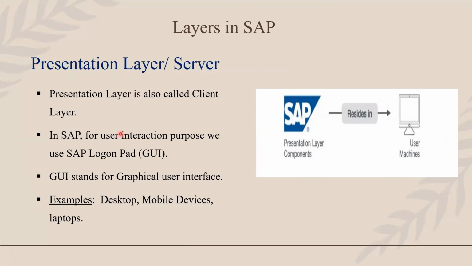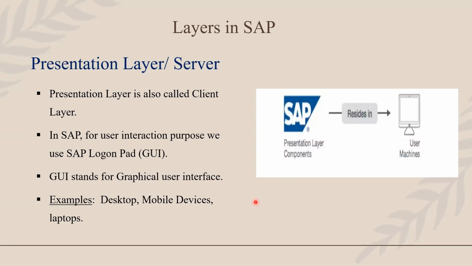For example, if you want any information from Google, you will be interacting with a mobile and get the required information, right? So here the mobile acts as an interface for you. Here you are the end user and the mobile is the interface. So in case of SAP, for users to interact with SAP, it has its own GUI called SAP Logon Pad, or we can call it SAP GUI, where GUI stands for Graphical User Interface.